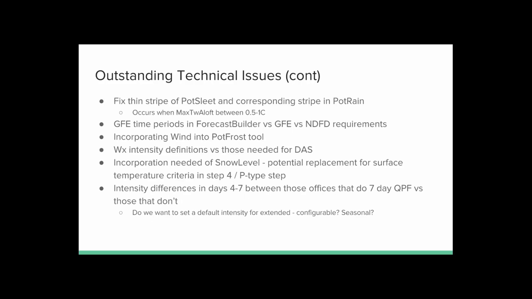A few other things here. Thin stripe of pot sleet that we still have out there. I still got to tackle that. Again, it's no major problem, but something I do want to get resolved at some point. This has come up in the VLAB forum, time periods and forecast builder, matching GFE, and then looking at NDFD requirements. That's something we want to tackle with the January tech order and get that straightened all out.